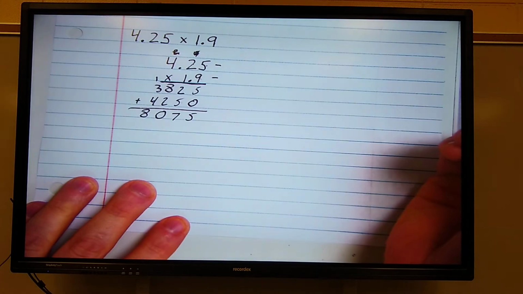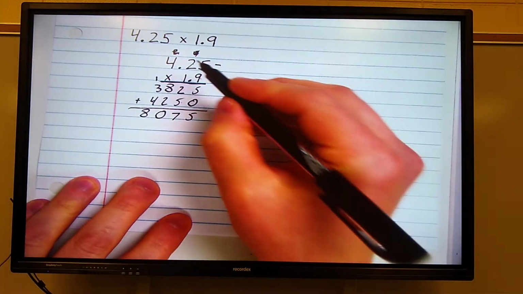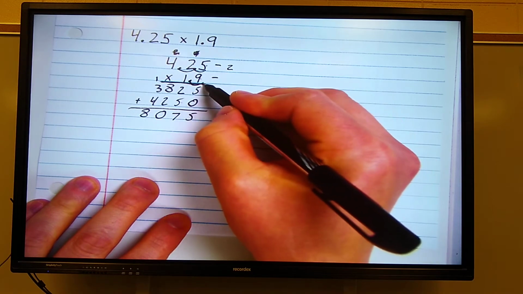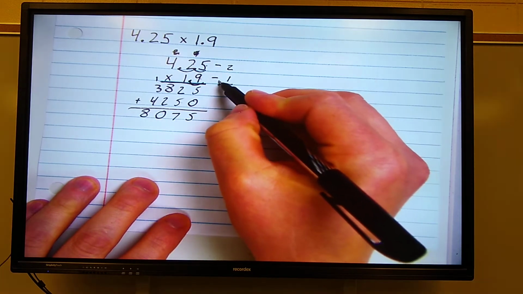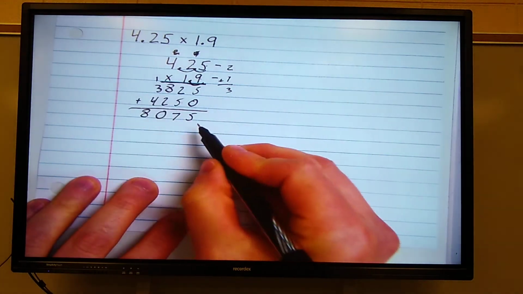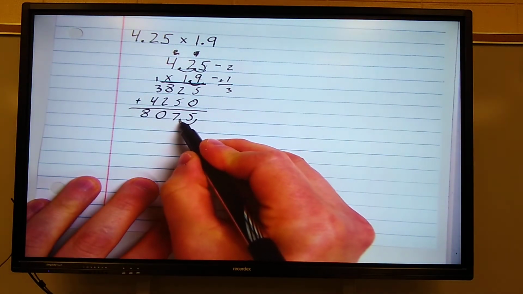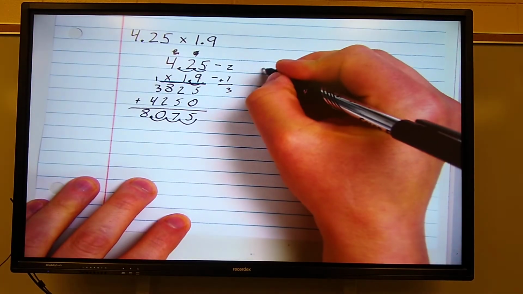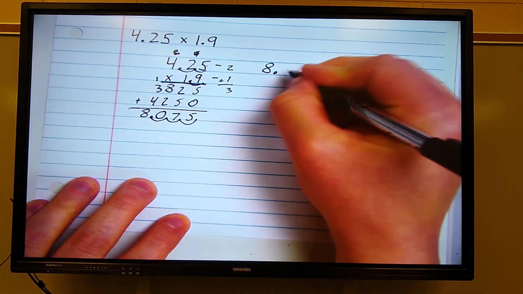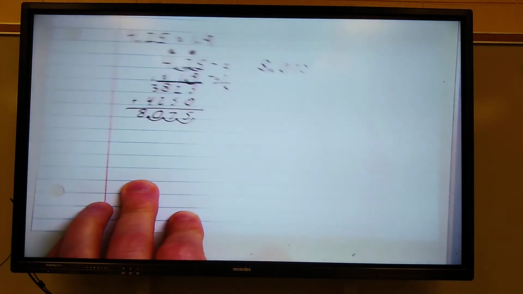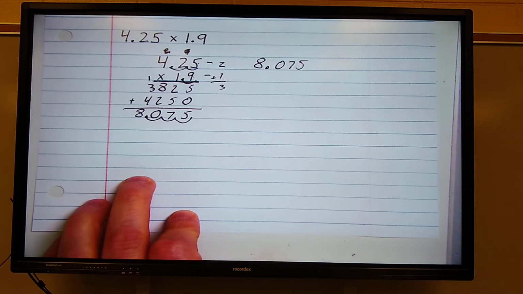Now we got to figure out where our decimal goes. I got 2 places here. I got 1 place here. 2 plus 1 is 3. That means I start here and move over 3 places. 1, 2, 3. My answer is 8 and 075 thousandths. That is the product, if you did everything correctly.